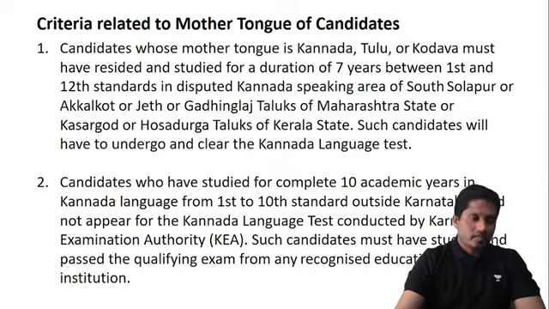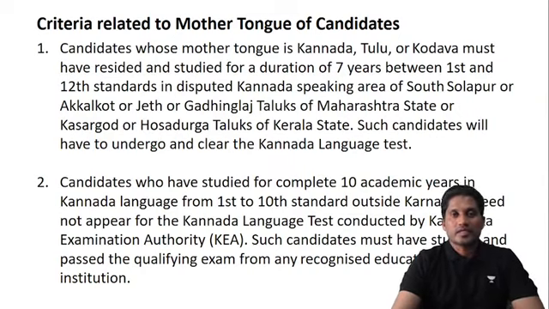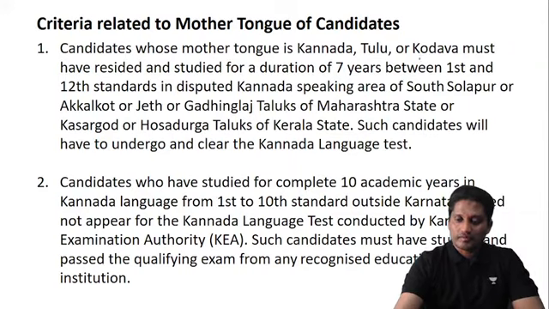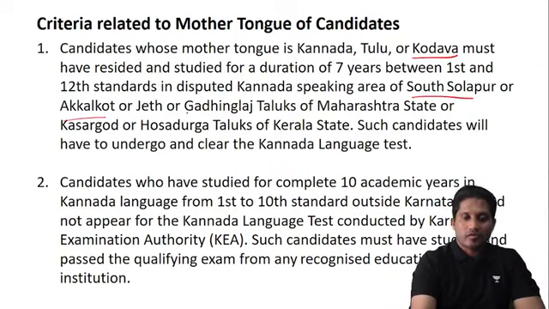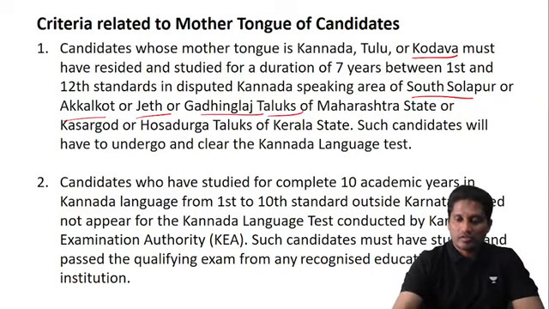Criteria related to mother tongue: candidates whose mother tongue is Kannada, Tulu, or Kodava must have resided and studied for a duration of 7 years between the first and 12th standards in disputed Kannada speaking areas of South Solapur, Akalkot, Jat, Gadinglaj taluks of Maharashtra state, or Kasargod or Hosadurga taluks of Kerala state. Such candidates will have to undergo and clear the Kannada language test.